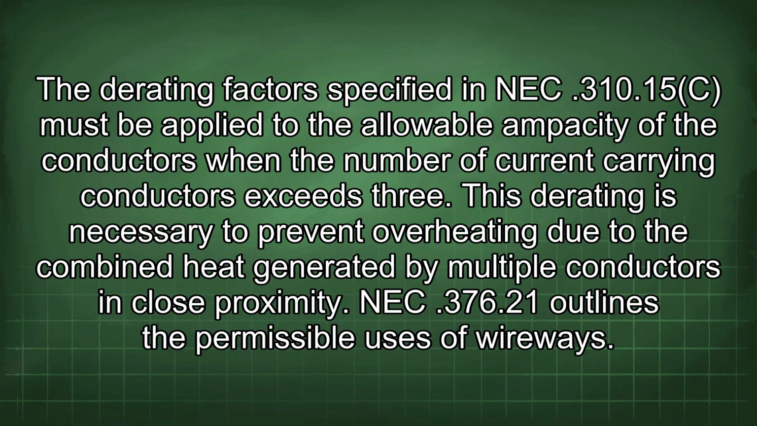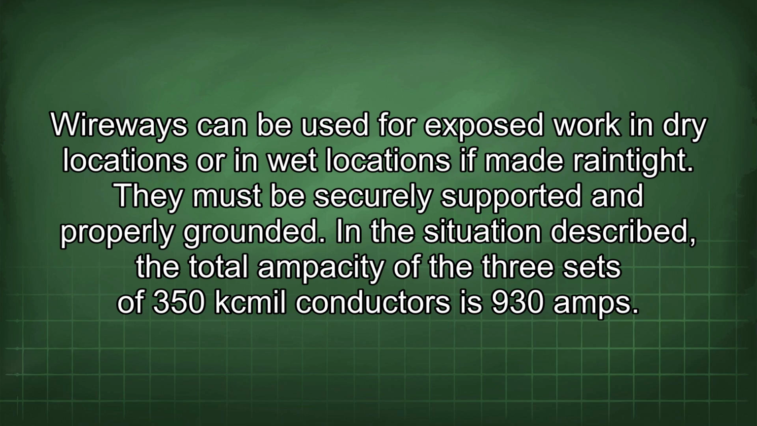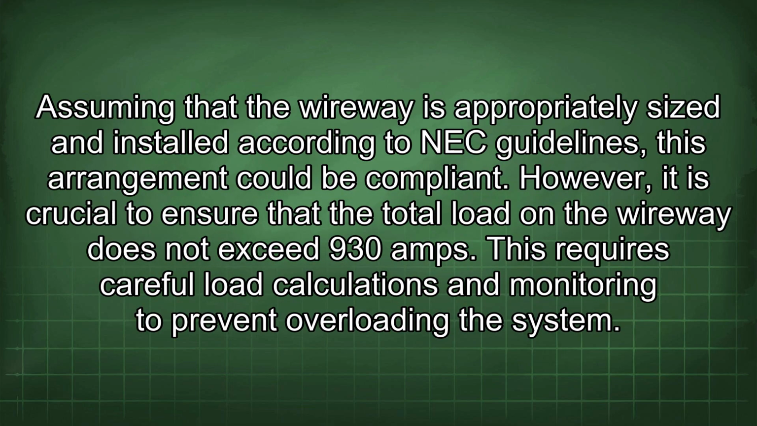NEC 376.21 outlines the permissible uses of wireways. Wireways can be used for exposed work in dry locations or in wet locations if made rain-tight. They must be securely supported and properly grounded. In the situation described, the total ampacity of the 3 sets of 350 kcmil conductors is 930 amps. Assuming that the wireway is appropriately sized and installed according to NEC guidelines, this arrangement could be compliant.